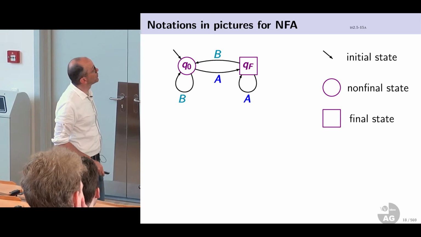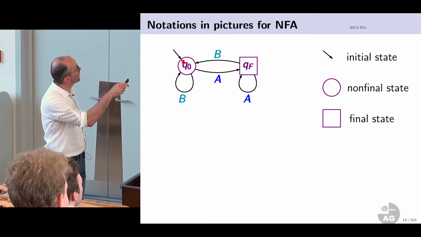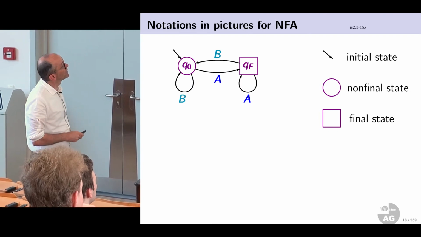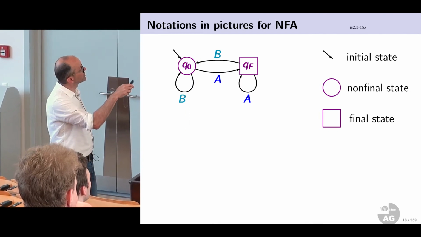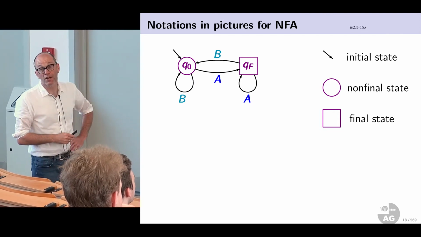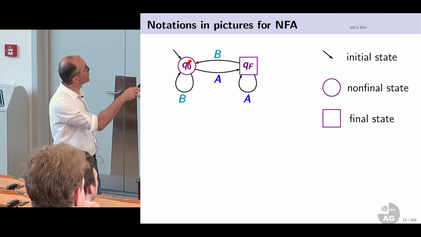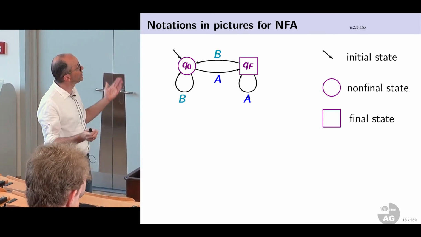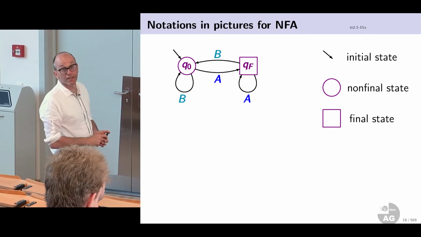Good. So here are my notations. Here is an automaton with two states. I use this incoming arrow that comes out of the blue to mark an initial state. Then the circled states are the non-final, non-accepting states, and the boxed states are the final states. So this has one non-accepting state and one accepting state, and apparently the input alphabet is capital A and capital B.